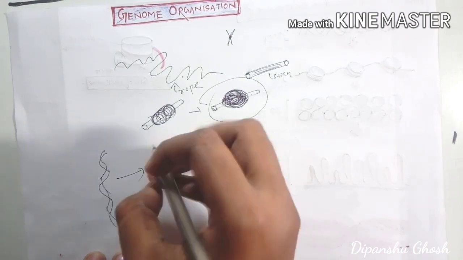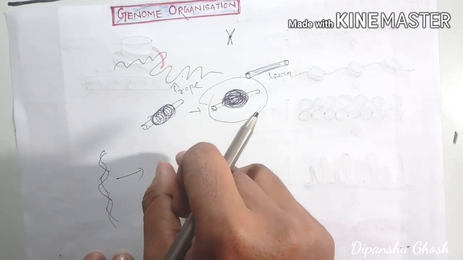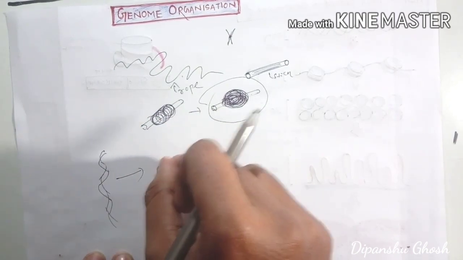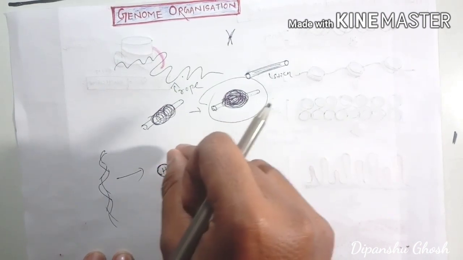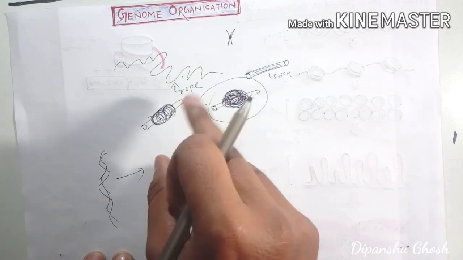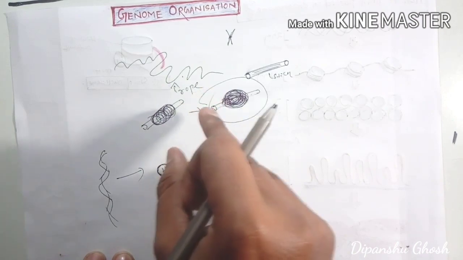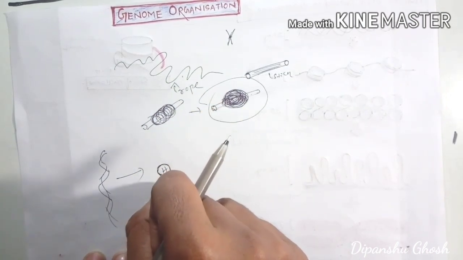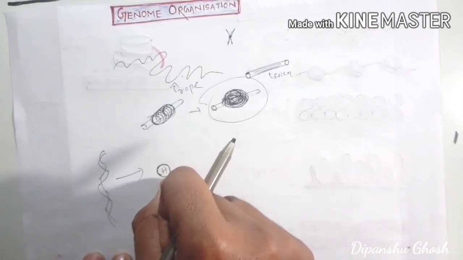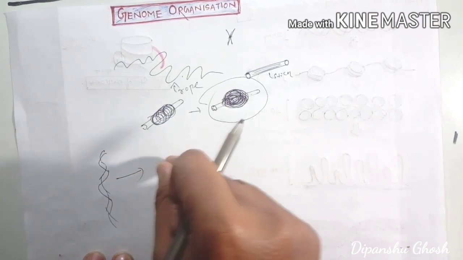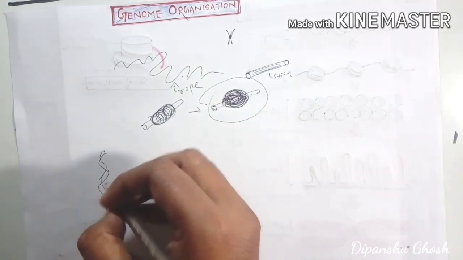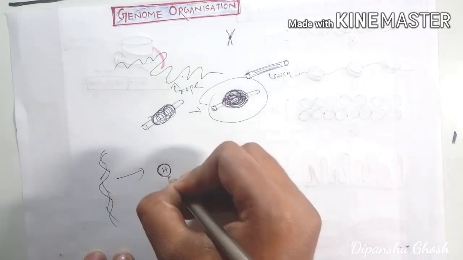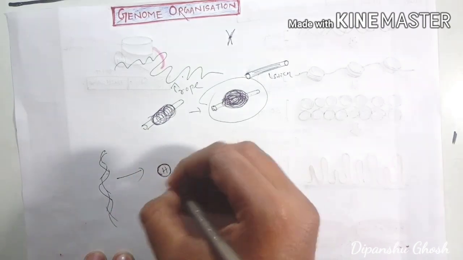Why exactly does this happen? DNA contains phosphate groups, so all DNA is negatively charged. And histone proteins are positively charged. As we know, negative and positive charges are attracted toward each other, so negatively charged DNA and positively charged histone proteins will be wound together.